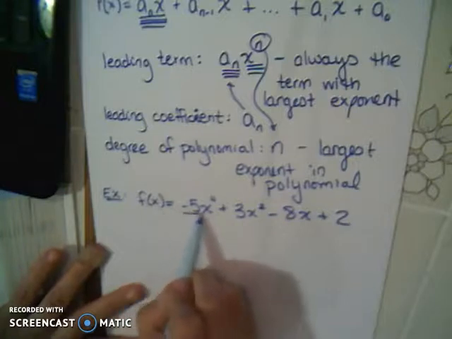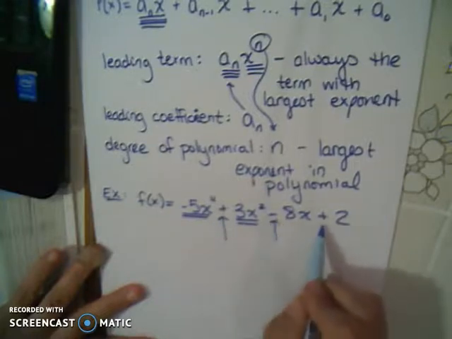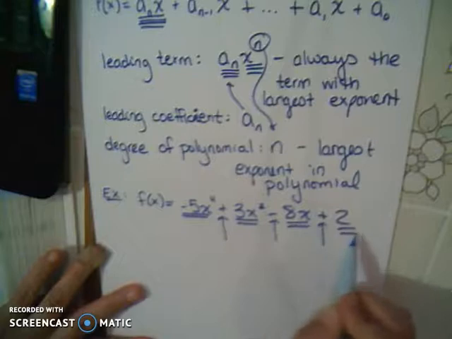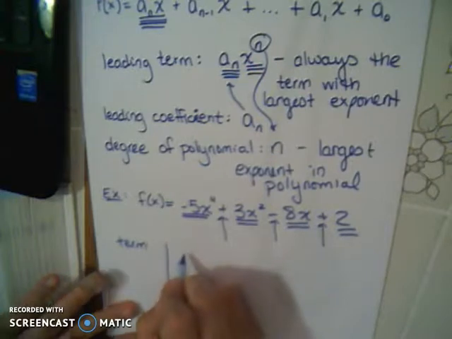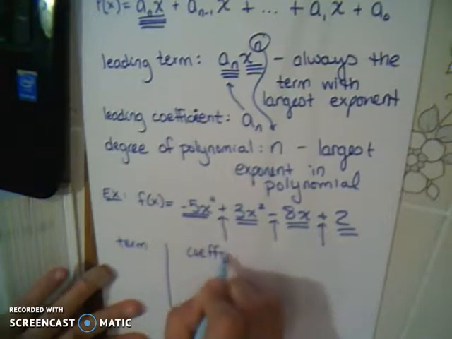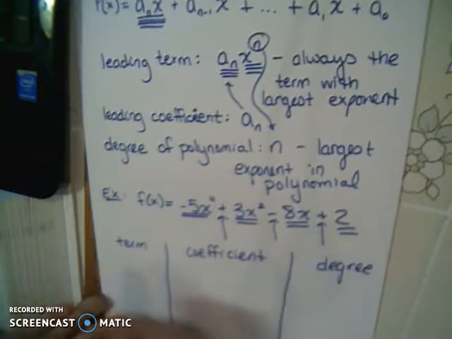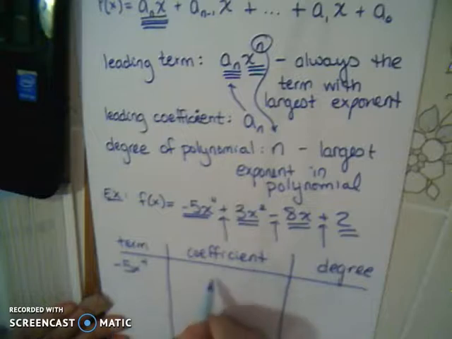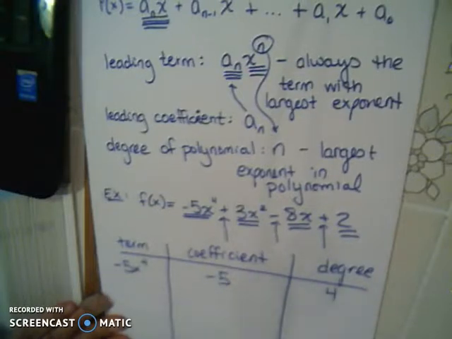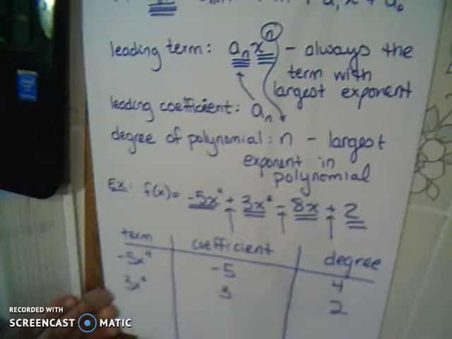This polynomial has 4 terms, and terms are always separated by pluses and minuses. So if you point out where your pluses and minuses are, they separate it into 4 pieces. Each term individually has a coefficient and has a degree. So the first term is negative 5x to the 4th. Its coefficient is negative 5 and its degree is 4. The second term is 3x squared. The coefficient is 3 and the degree is 2.